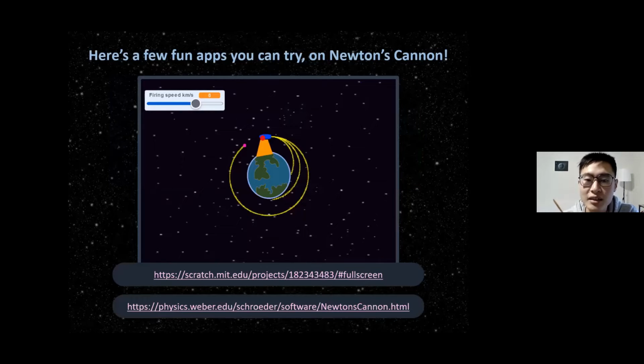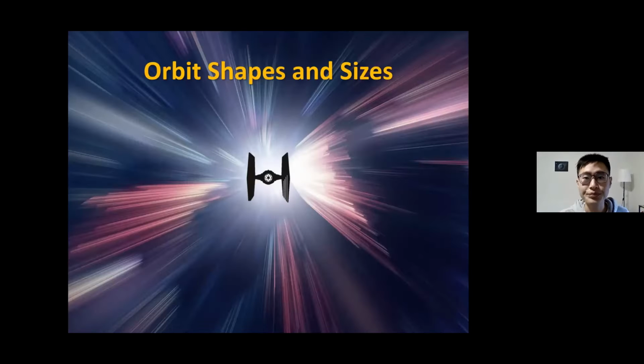For some of our younger students out there, there are quite a few projects, open source apps that you can just try to get a simulation on Newton's cannon. So I'm going to be breaking the basic part of orbit design into shapes and sizes versus the orientation.